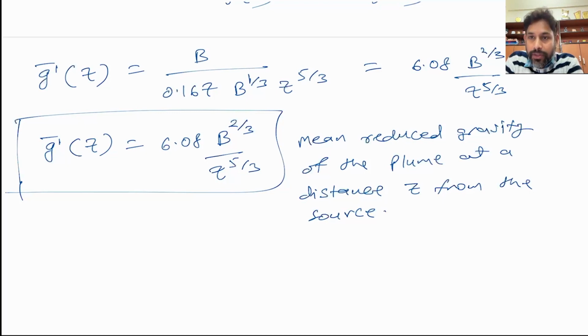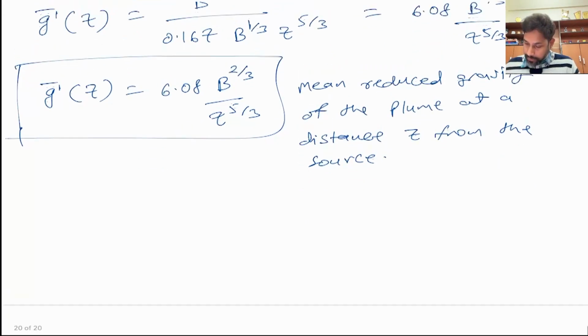It is decreasing with 5/3 power of Z, whereas volume flux increases with 5/3 power of Z. And why is it happening? Because we have discussed it several times that there is entrainment happening from the ambient into the plume, and that is why the volume of the plume increases as we go away from the source, whereas the reduced gravity of the plume decreases as we go away from the source, right? And that is shown here in this equation, right?